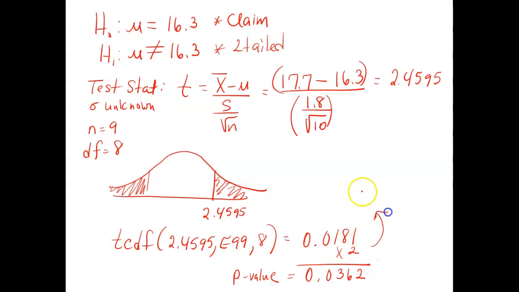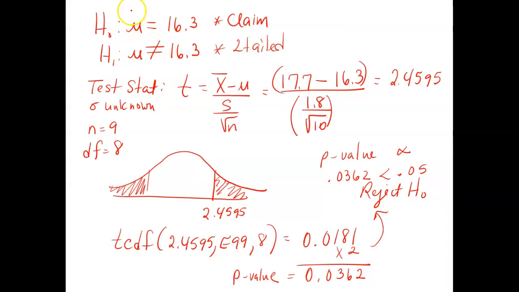Okay, finally, we want to compare the p-value and the alpha. So the p-value is 0.0362. The alpha is 0.05. So my p-value is smaller than my alpha. So if the p-value is low, the null must go. So we're going to reject our null hypothesis.